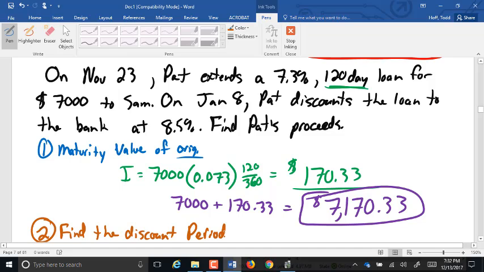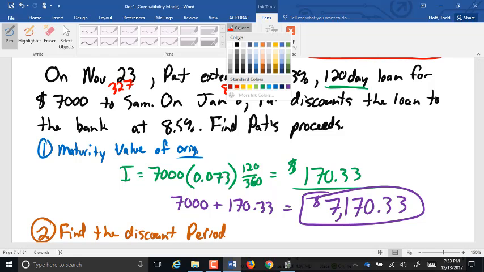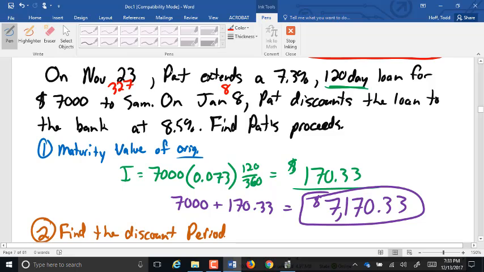Well, we find the discount period. The 23rd of November is what day of the year? 327. Now, the next day is the 8th of January, which of course is day 8. So what we have to do is go from November to the end of the year: 365 minus 327, which is 38, right? Plus the 8 to get to January is 46 days. That's the days gone by.